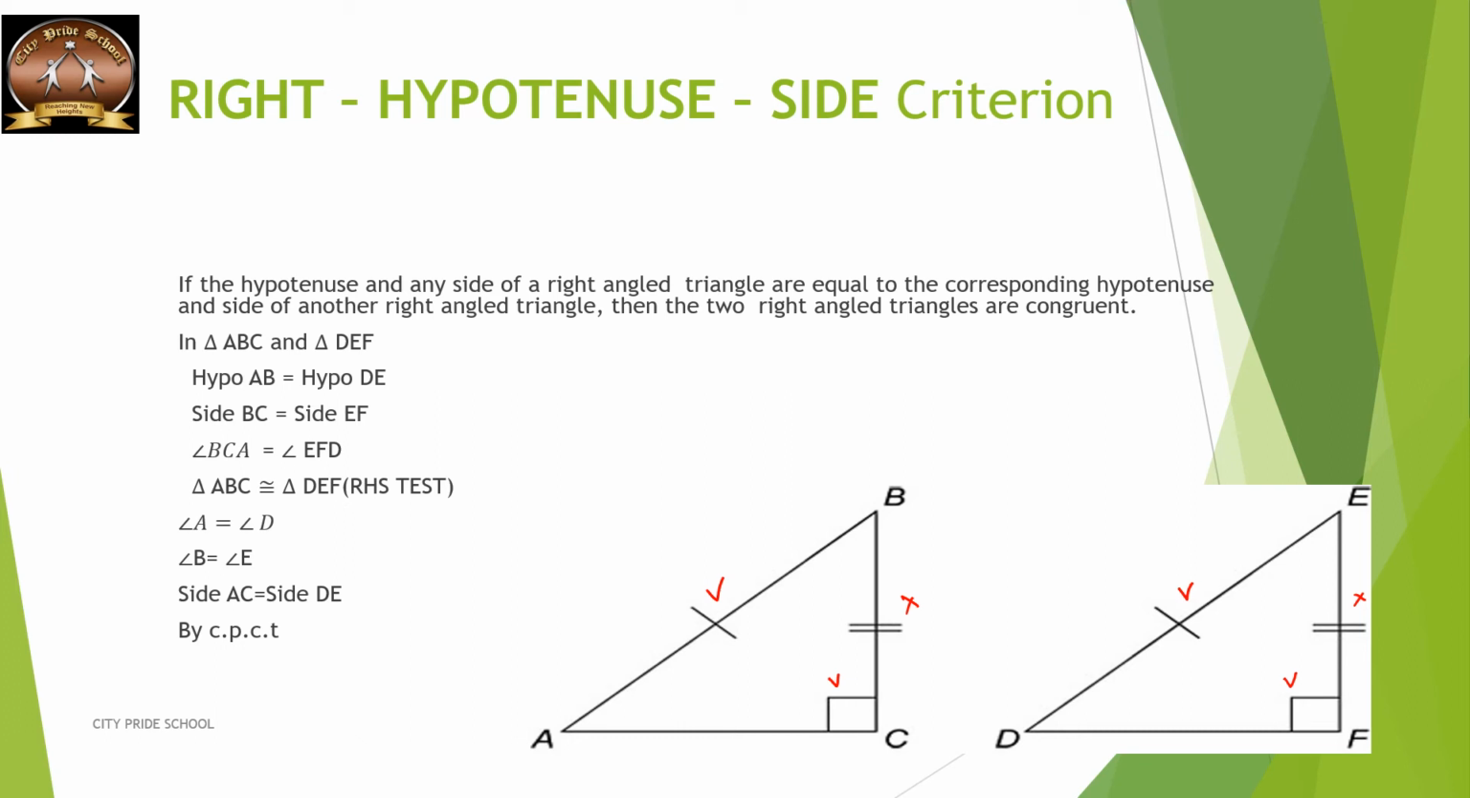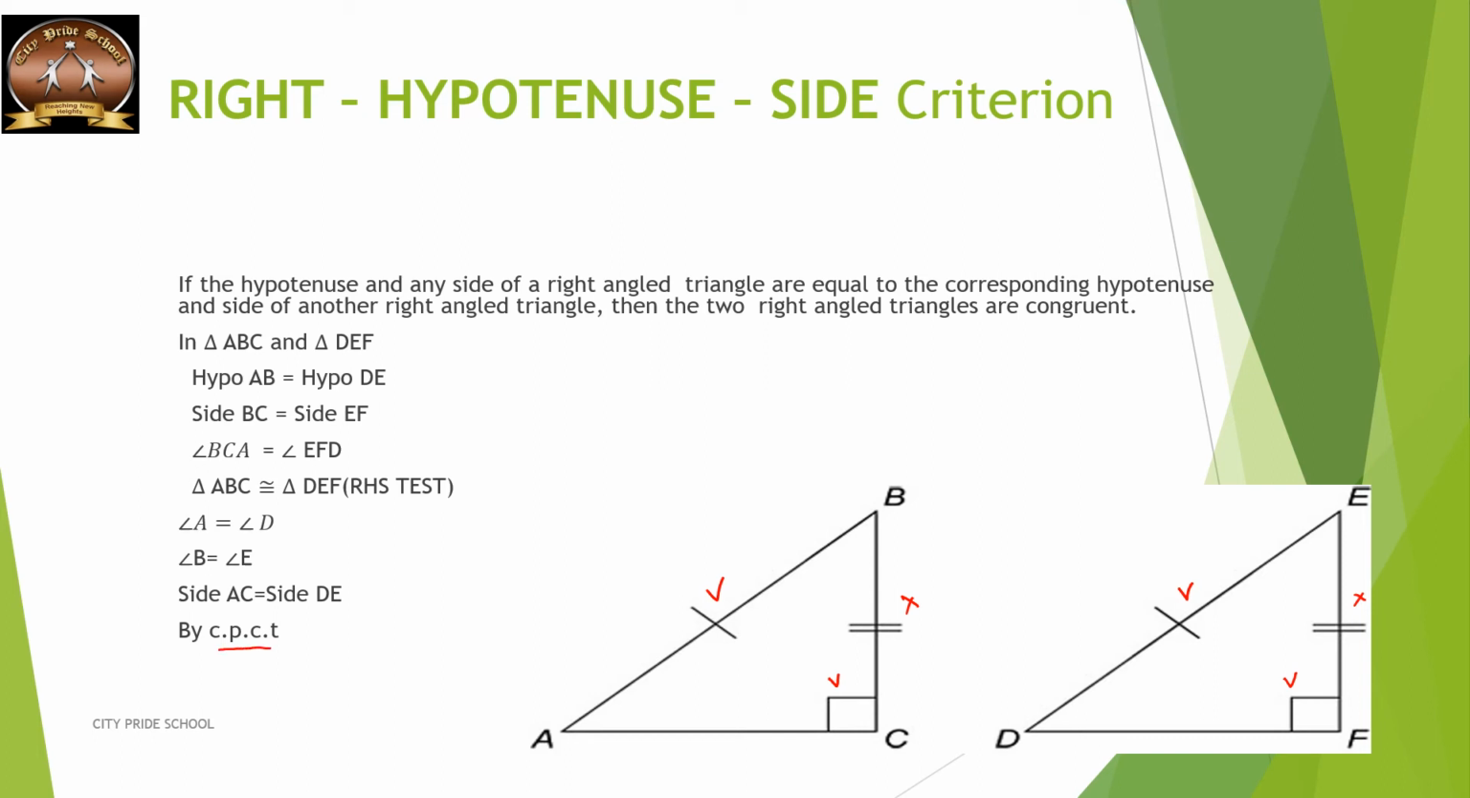So now remaining parts, that is angle A will be equal to angle D, angle B will be equal to angle E, and side AC will be equal to side DF. So the reason will be by CPCT.